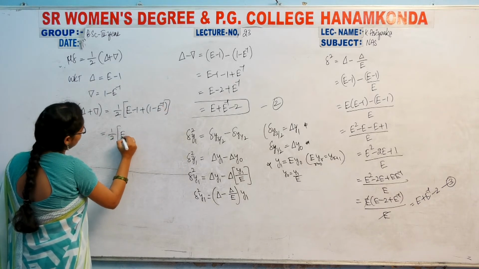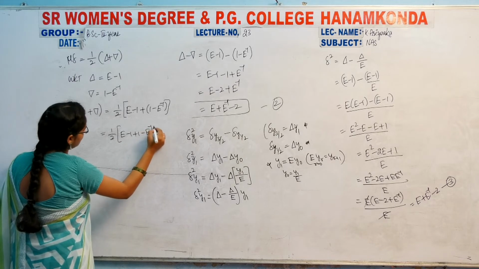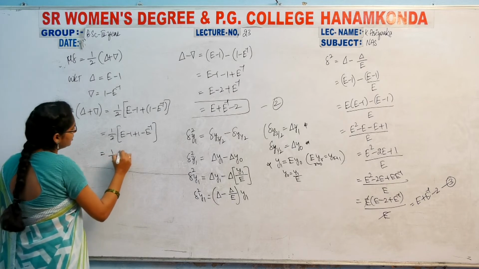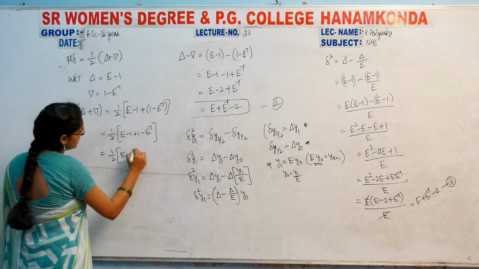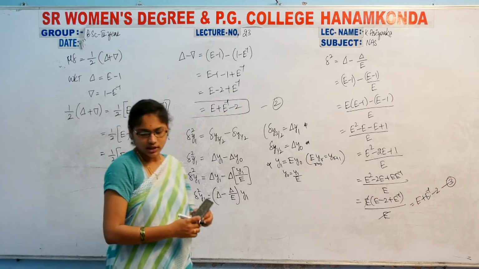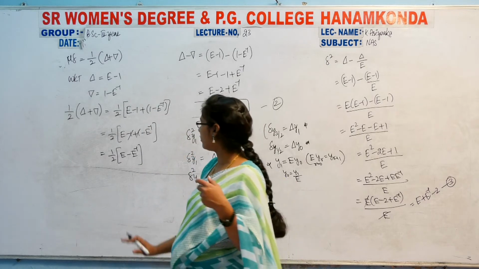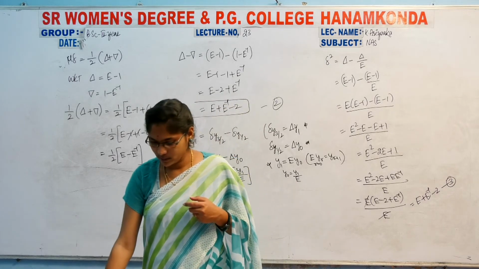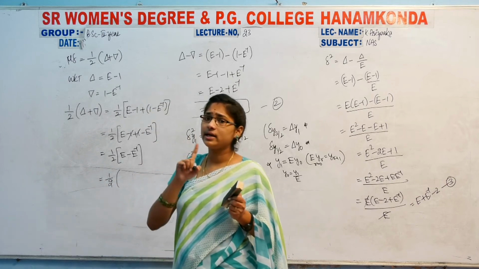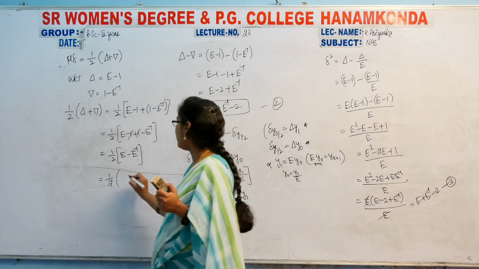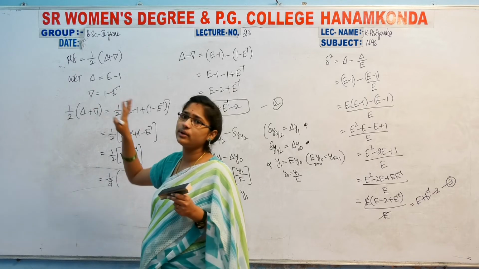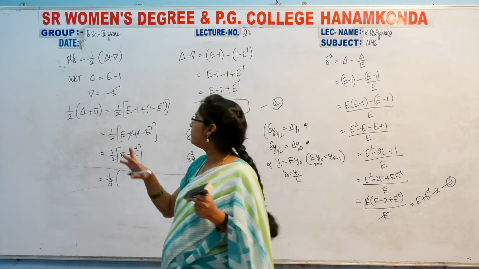1 by 2 of (e minus 1 plus 1 minus e inverse). Okay, here what do we get? We will get 1 by 2 of (e minus e inverse), because plus 1 and minus 1 get cancelled. So now here we have that it is nothing but e minus e inverse. Now I am writing it as 1 by 2 of e minus e inverse. Now I am trying to write it in the form of, generally, mu into gamma, which is equal to this one.